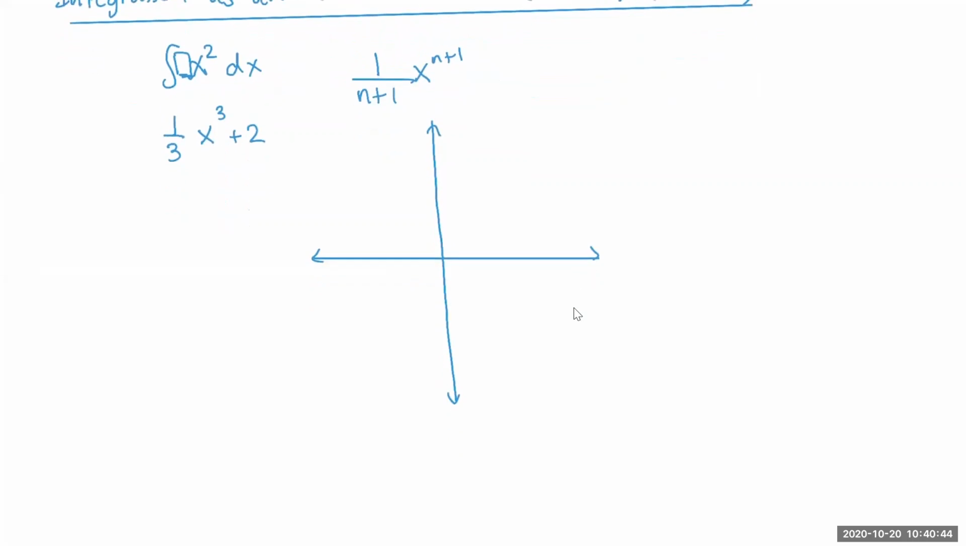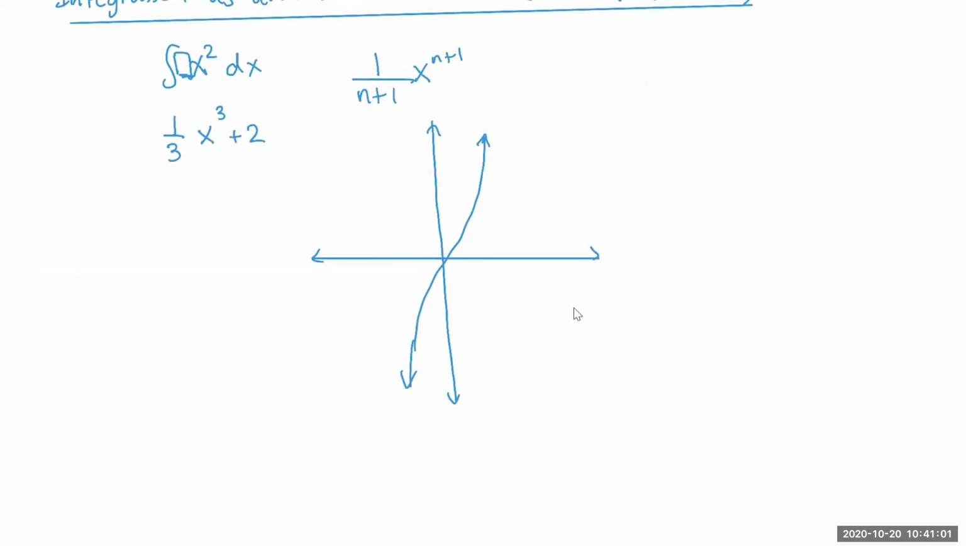Okay, so yes, you do, right? You plus 2 still works. So that means, roughly speaking, the graph of an x cubed function, let's say you graphed out 1/3 x cubed without that plus 2, and you get some graph that looks like this, roughly speaking. Its derivative is x squared.